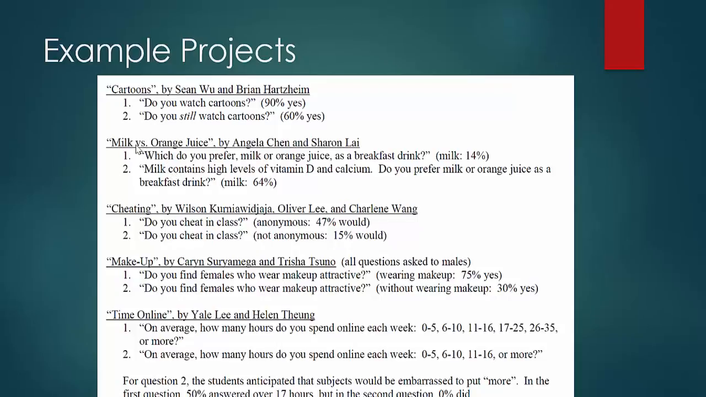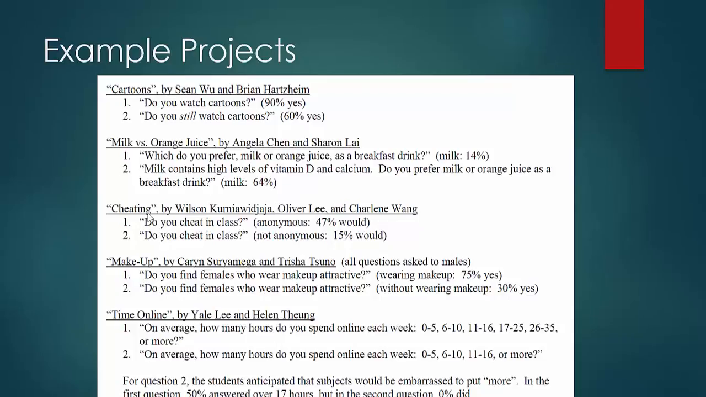Next example, milk versus OJ. Question 1, which do you prefer, milk or orange juice? Very plain question. That's the control. Question 2, milk contains high levels of vitamin D and calcium. Do you prefer milk or orange juice? So in this case, they've given the positive benefits of milk, followed by that same question. You can see milk went from 14% to 64%.